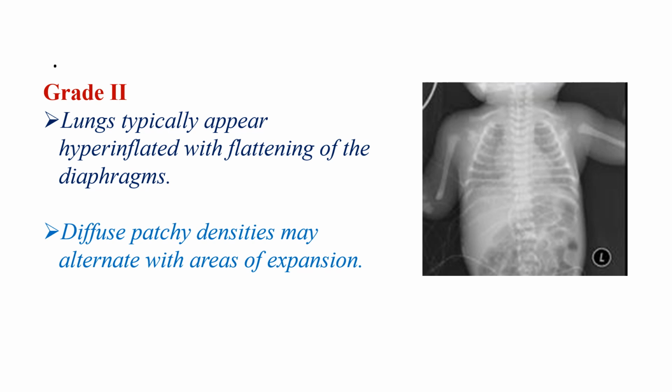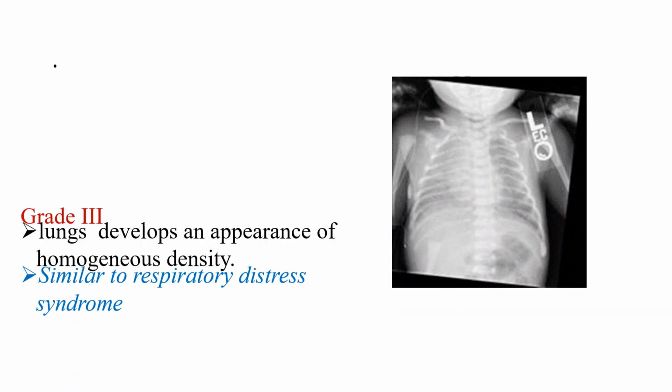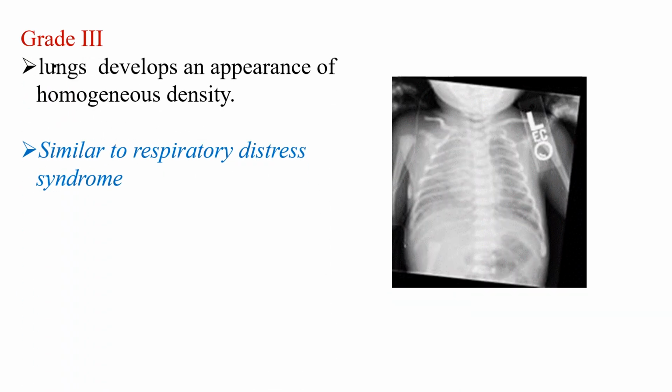Grade 2 is when lungs typically appear hyperinflated with flattening of the diaphragm and diffuse patchy densities with areas of expansion. Grade 3 is the severest form. In this case, lungs develop an appearance of homogeneous density. It looks like a baby with respiratory distress syndrome or hyaline membrane disease.